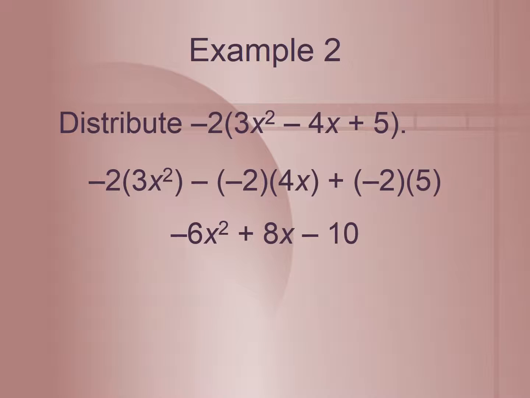So negative 2 times 3x squared becomes negative 6x squared. Negative 2 times 4x becomes negative 8x. So we have minus negative 8x, which is plus 8x. Then we have negative 2 times 5, which is negative 10, which is why this is minus 10.